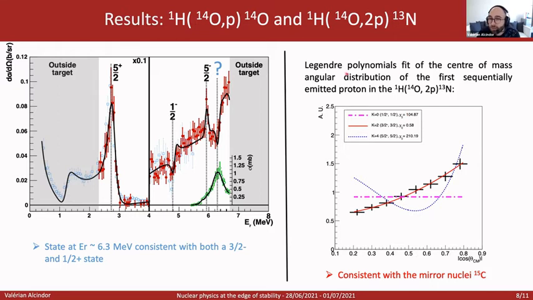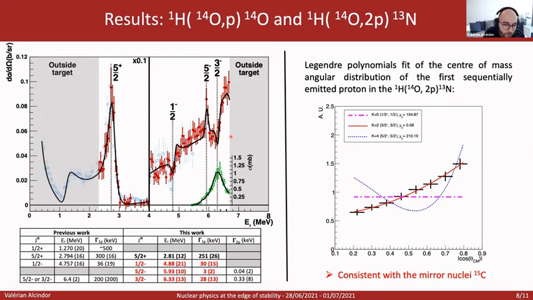And by fitting it using Legendre polynomials, we can clearly see that it is only consistent with k = 2. And by combining this information, because it would be either 3/2 plus or 3/2 minus, and here that it's either 3/2 minus or 1/2 plus state, we could assign without any ambiguities the spin and parity of this state. And here, finally, these are the results that we obtained in this experiment.